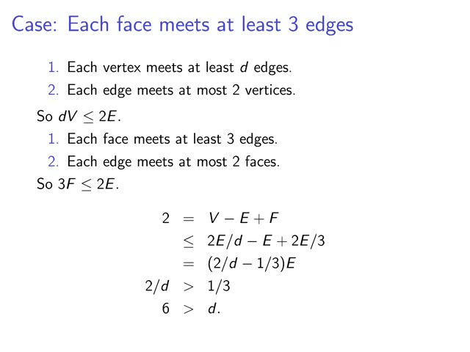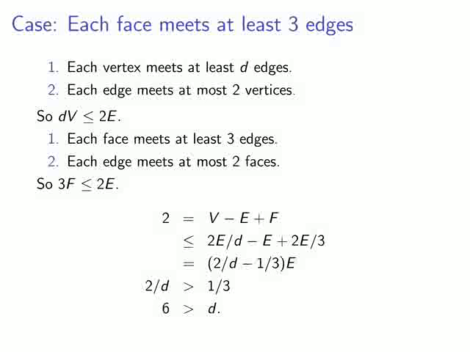Then each vertex meets at least d edges, and each edge meets at most 2 vertices. If we visit each vertex and record its incident edges, then the list has at least dv entries, and each edge is listed at most twice, so the list has at most 2e entries. So dv is at most 2e. Now each edge meets at most 2 faces. Let's assume each face meets at least 3 edges. If we visit each face and record each edge, the list has at least 3f entries. Each edge is listed at most twice, so 3f is at most 2e.